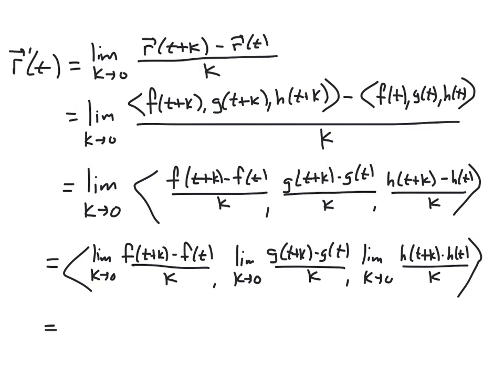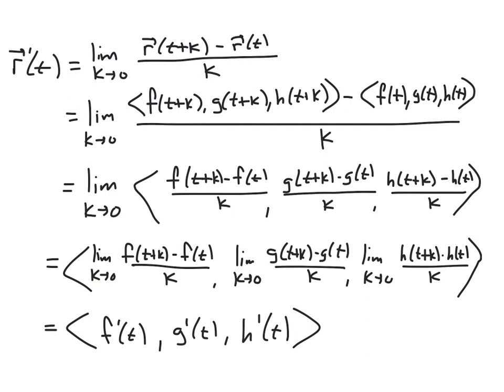And finally, each of these 3 limits and the components of this vector we should recognize as being Calculus 1 derivatives. This first limit is the derivative of f, so f prime of t. The second component is the derivative of g, so g prime of t. And the third component is the derivative of h, which is h prime of t.